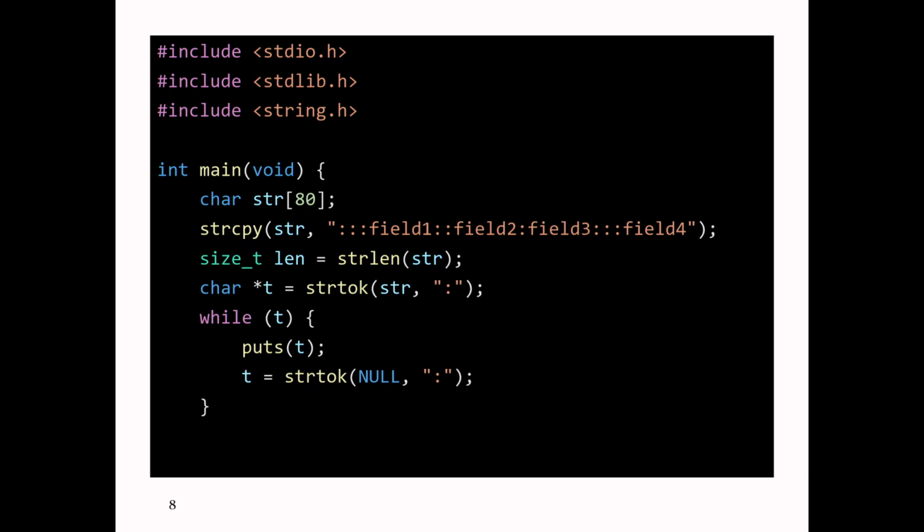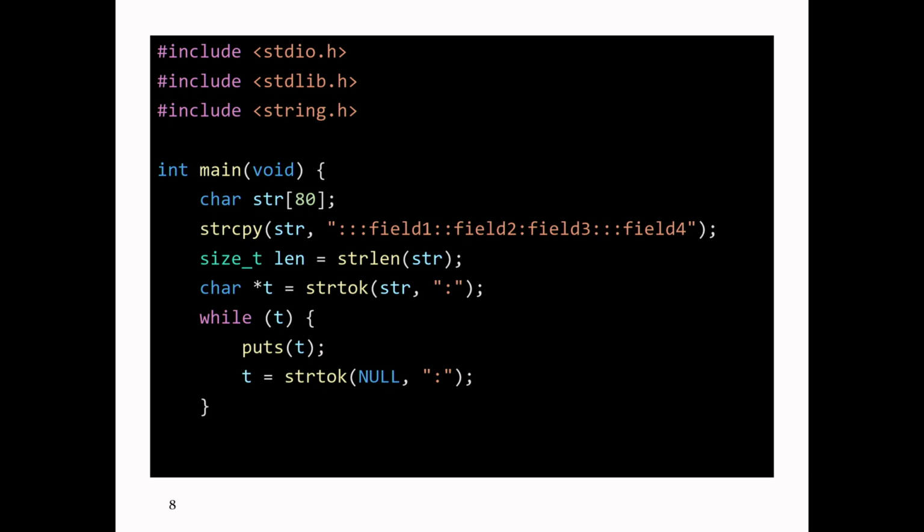And so what that means is you can't have empty fields, or this function cannot parse empty fields. So here I've got colon, colon, colon, and then field 1. Colon, colon, field 2, colon, field 3, and then 3 colons, field 4. So there's 4 tokens in this string: field 1, field 2, field 3, and field 4. So I'm going to call strtok, passing in that string and saying that my delimiter character is the colon.